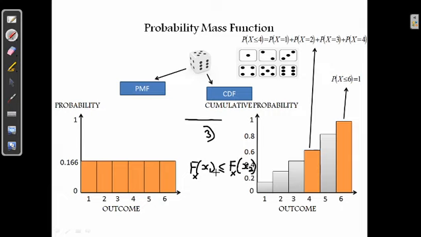Now you look over here, what is Fx of 4? Fx of 4, the cumulative distribution function of 4 on the register, you are adding from 1 to 4. So 1 plus 2 plus 3 plus 4, this is the 4. Next, Fx of x2 on the register is nothing but 6.